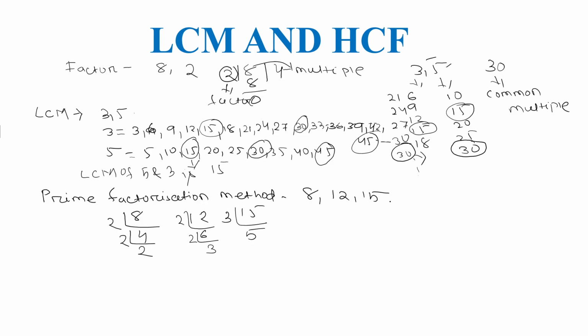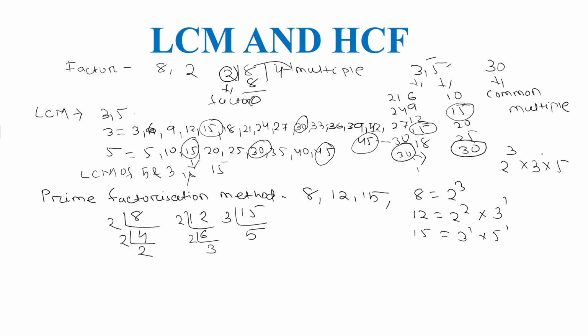We can write also here 8 is equal to 2 to the power 3. Then 12 is equal to 2 to the power 2 into 3 to the power 1. Then 15 is equal to 3 to the power 1 into 5 to the power 1. So we need to consider the highest power of each prime factor. The prime factors of these three are 2, then 3, then 5. And we need to consider the highest power, means 3.